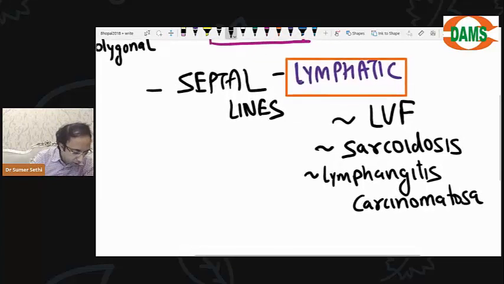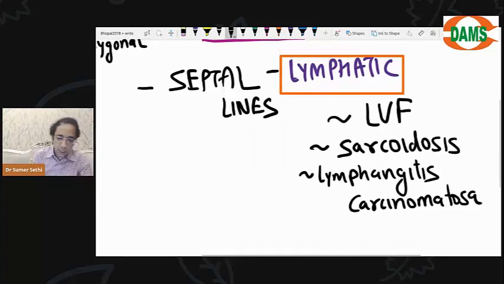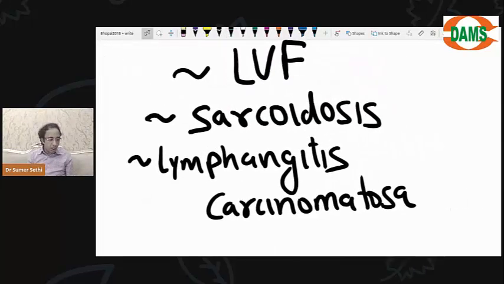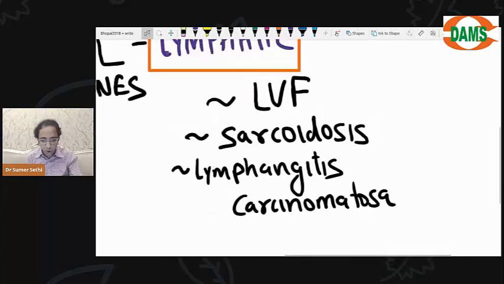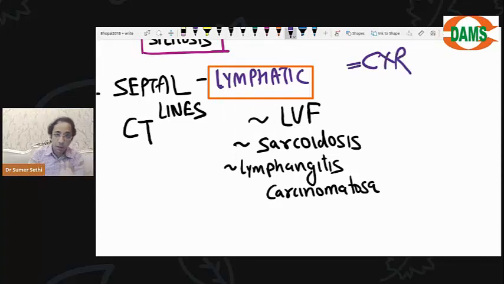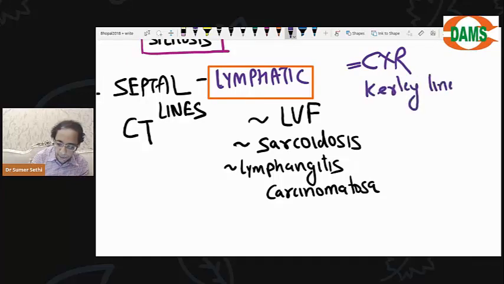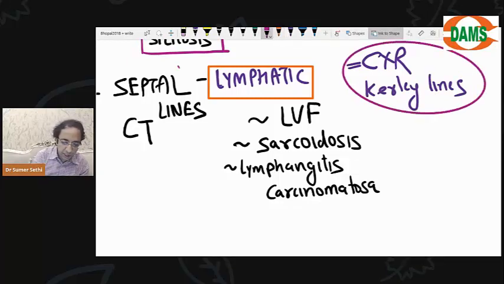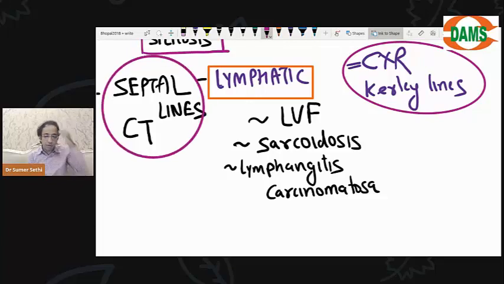Okay. Now let's see an answer, beta. Everybody now. Septal lines are because of lymphatic engorgement, which we see in heart failure, sarcoidosis, and lymphangitis carcinomatosa. Now, can anybody tell me, on CT scan we saw septal lines because of lymphatic engorgement. What was seen on chest X-ray in the early part because of lymphatic engorgement? Curly lines. So I can actually say, on chest X-ray, if you find curly lines, then in that patient on a CT scan you will find septal lines. They are equivalent. Their pathogenesis is the same.